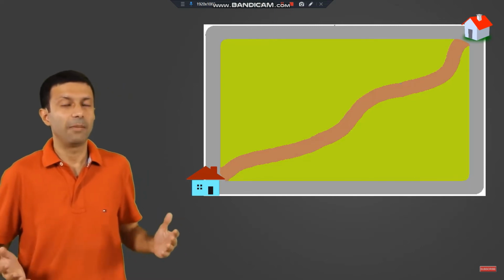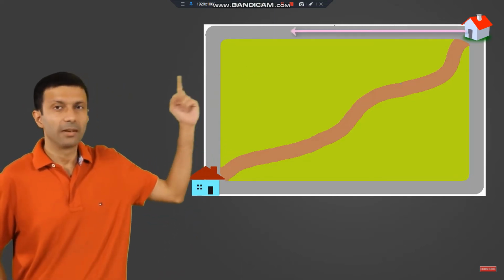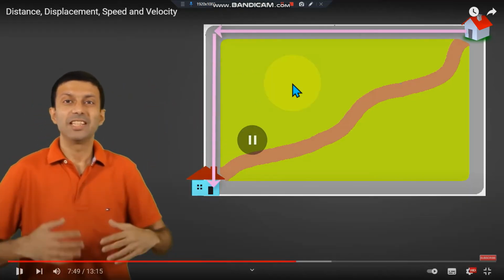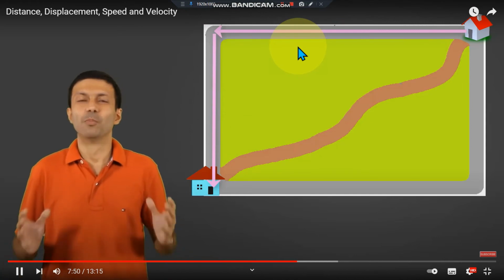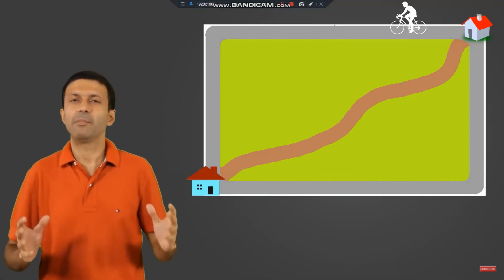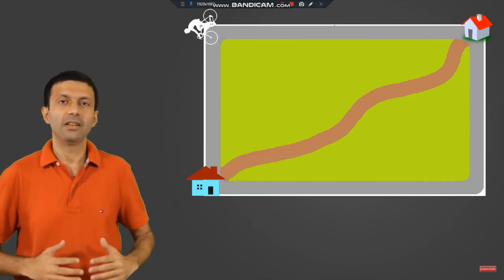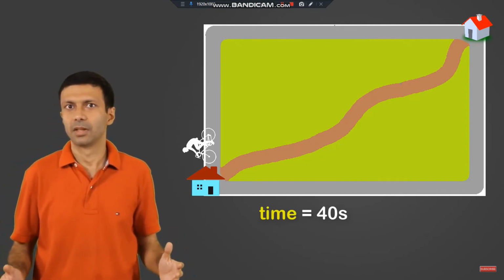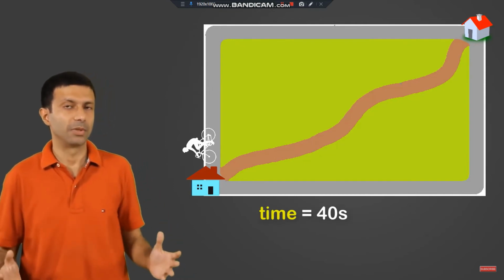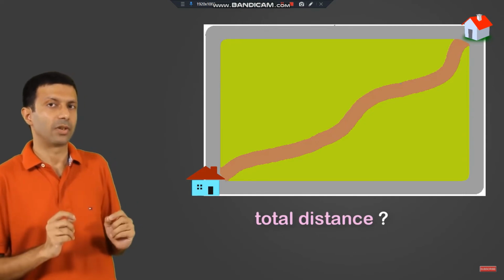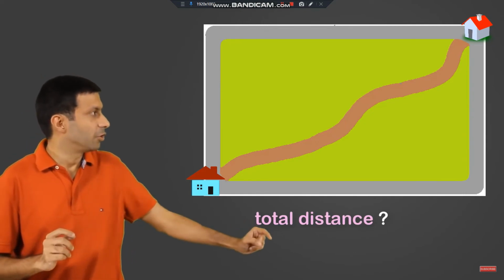Now let's say you came back from your friend's house using this path. But this time you didn't walk, you borrowed your friend's bicycle and came back really fast. Let's say in 40 seconds. So let's discuss the physics terms here. What is the total distance traveled by you for your entire journey?